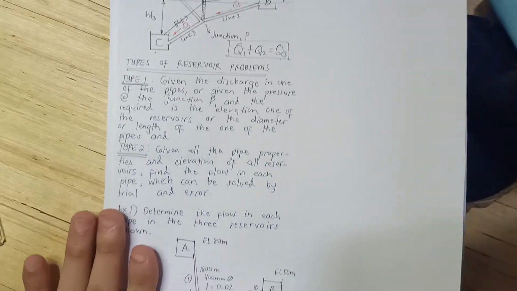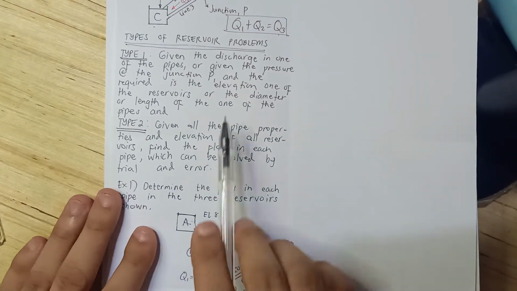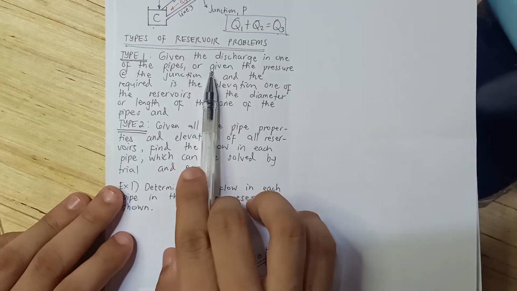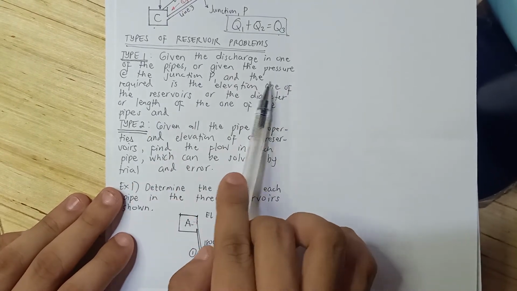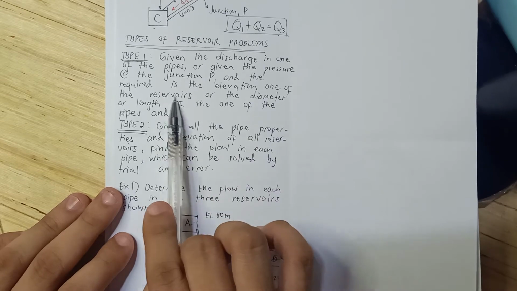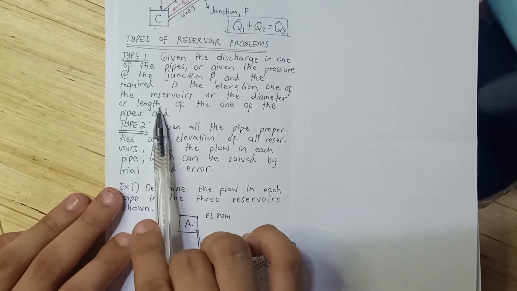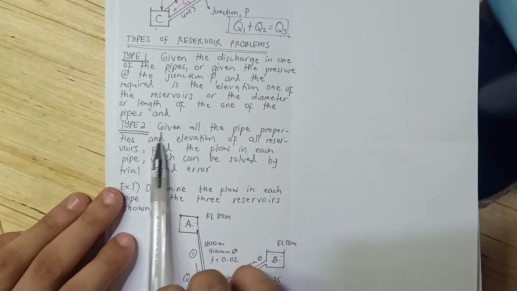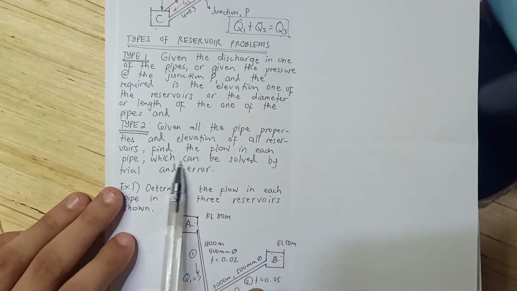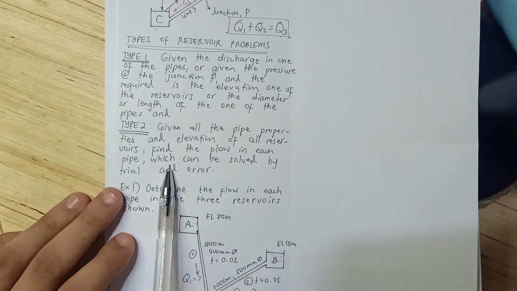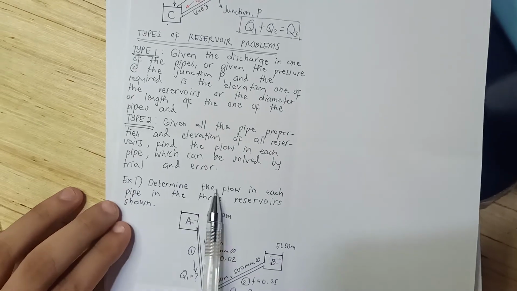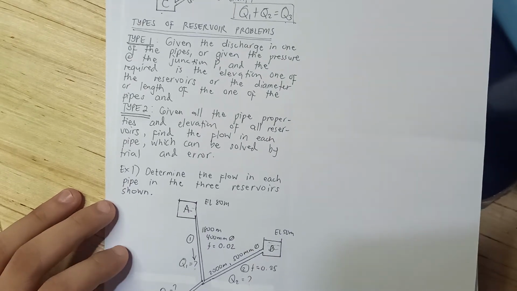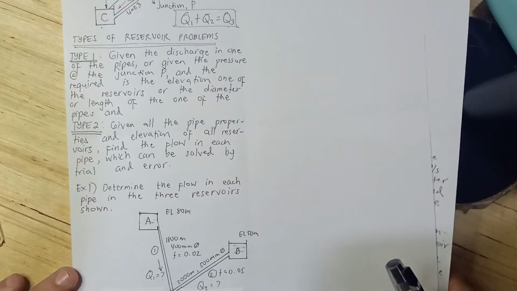Types of reservoir problems. Type 1, given the discharge in one of the pipes or given the pressure at the junction P, and the required is the elevation of one of the reservoirs or the diameter or length of one of the pipes. And type 2, given all the pipe properties and elevation of all reservoirs, and find the flow in each pipe, which can be solved by trial and error. So, isolve na to.